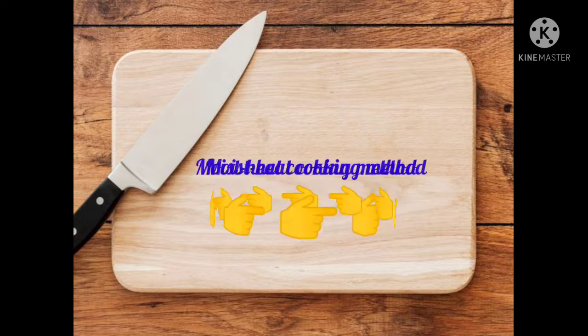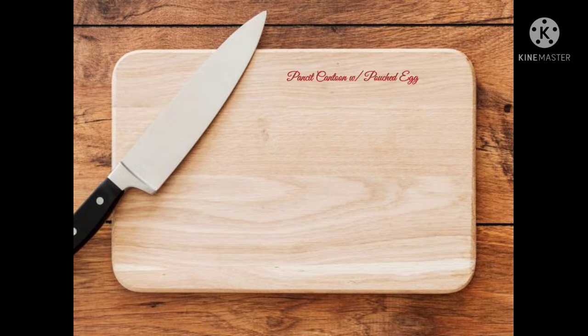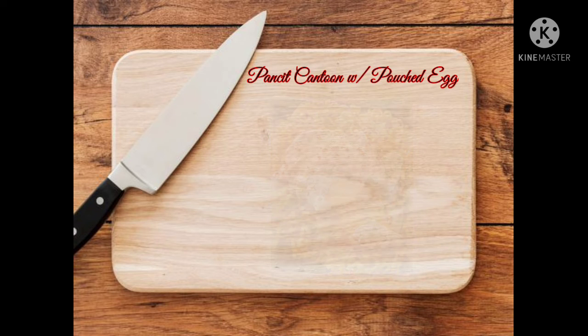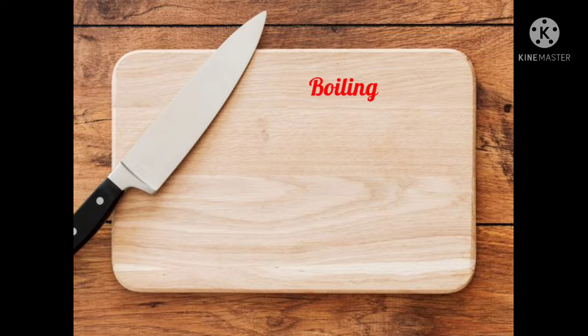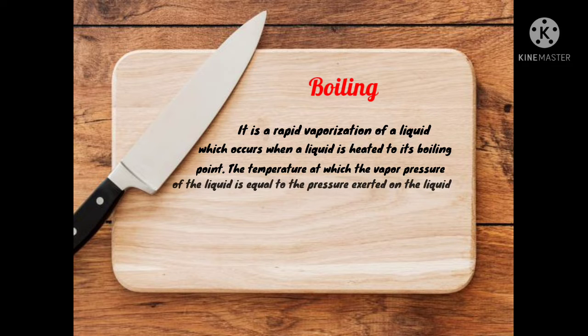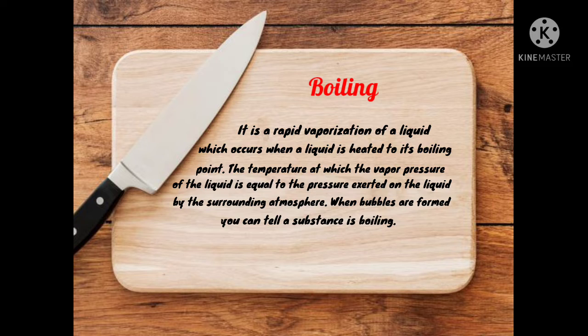For the moist heat, the recipe that I have chosen is pancit canton with poached egg. So, I will be performing the two different ways to cook using moist heat cooking method. First is boiling. Boiling is the rapid vaporization of a liquid, which occurs when a liquid is heated to its boiling point, the temperature at which the vapor pressure of the liquid is equal to the pressure exerted on the liquid by the surrounding atmosphere. When bubbles are formed, you can tell a substance is boiling.